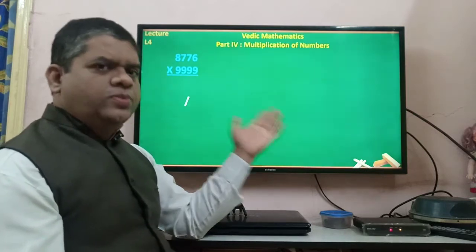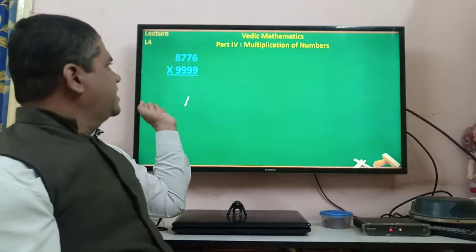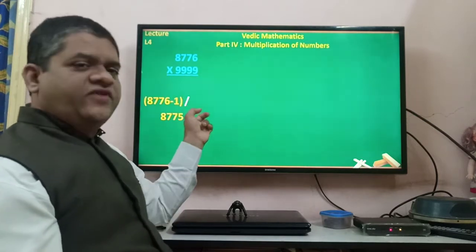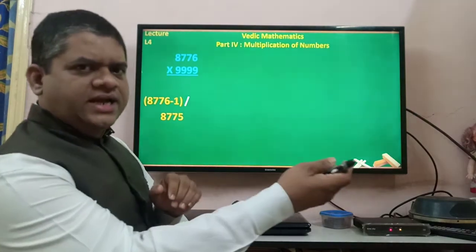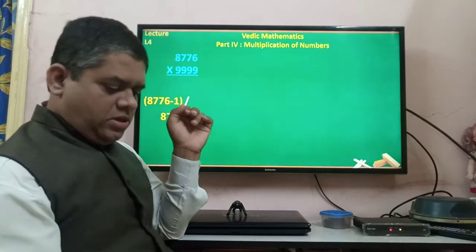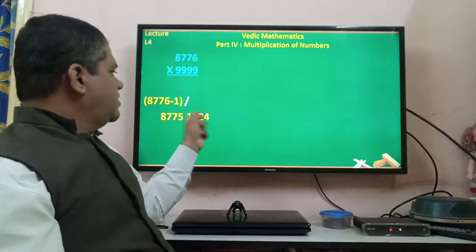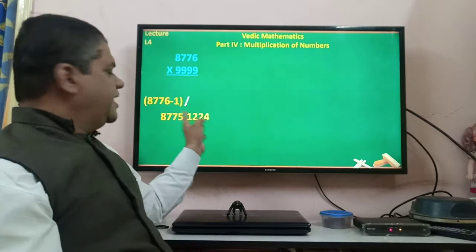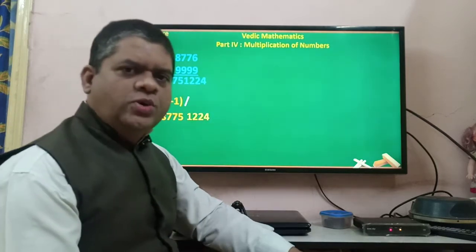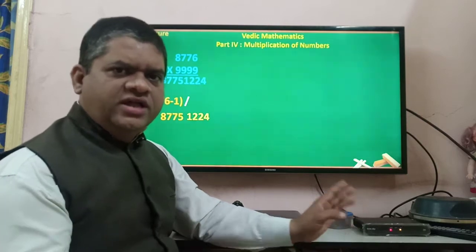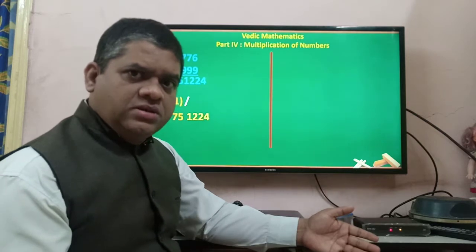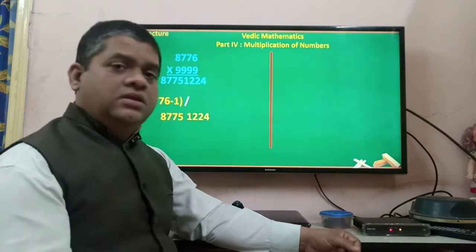What you have to do? First, go for the left hand side, subtract 1 from 8776, you will get 8775, and then you can obtain the right hand side by simply obtaining the complement of each number. So you will find the complement of 5 is 4, of 7 is 2, and of 8 is 1. We got the answer as 8775, 1, 2, 2, 4. See, very quickly. Now, can you apply it for 10 digits? And can you get the answer like this?